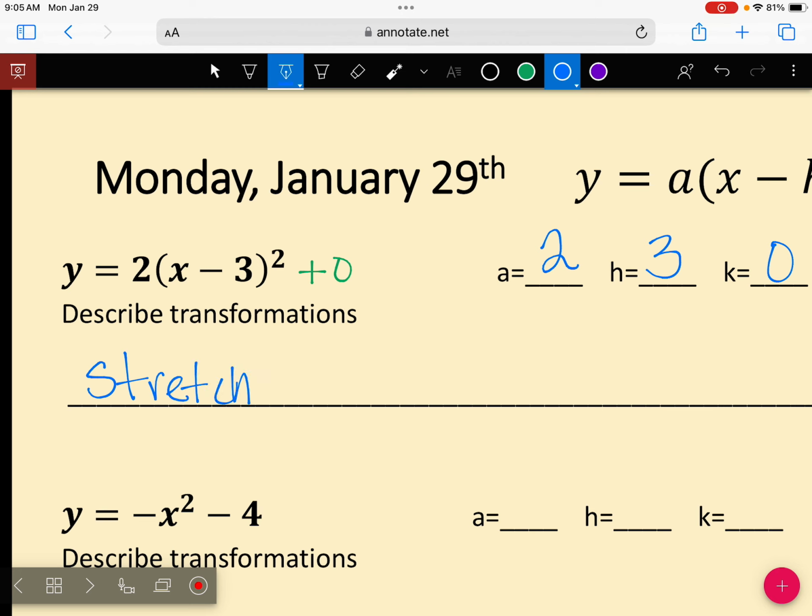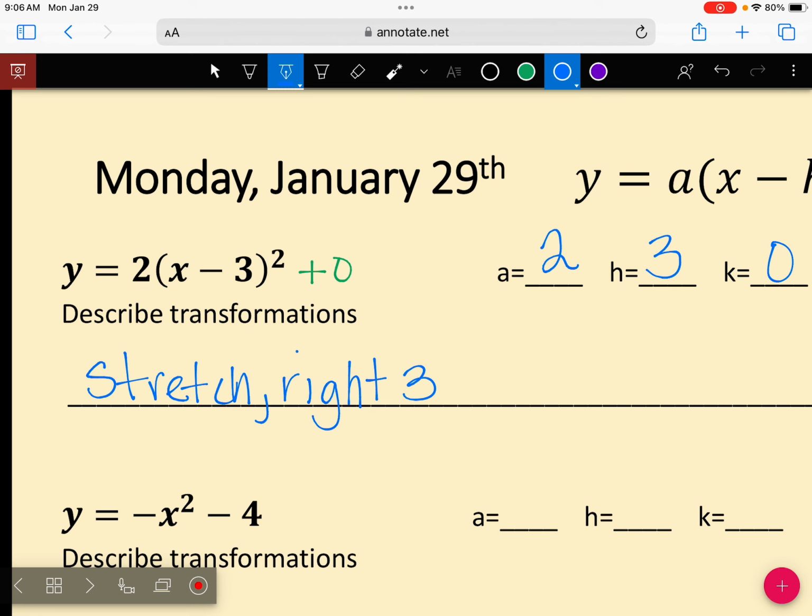Alan. Okay, H is 3. What does H do to the graph? Does it go left, right, or up and down? Left and right. So because H is positive, what does that do to the graph? I need somebody other than Juan to get an A Friday. Goes to the right, 3. K is 0, so it's not going to go up or down.